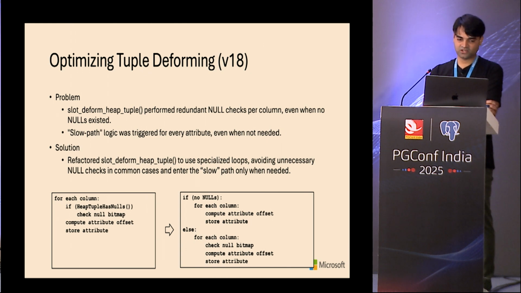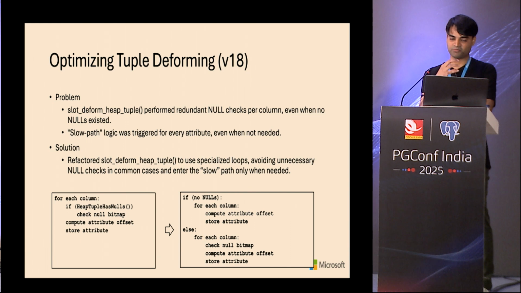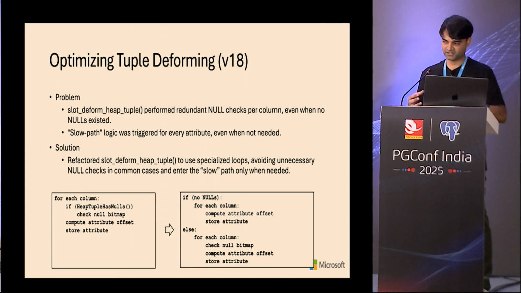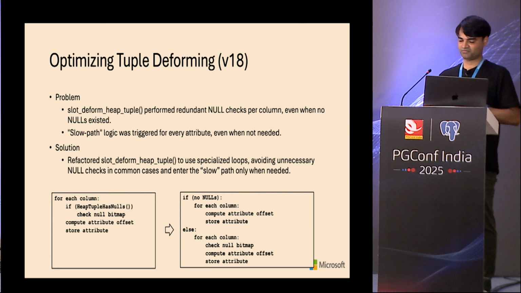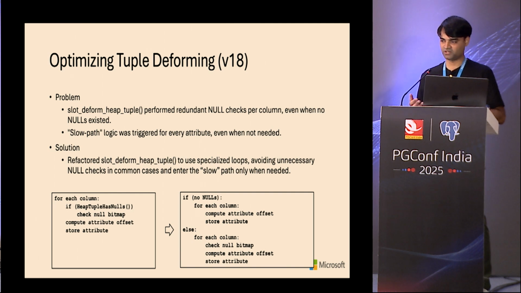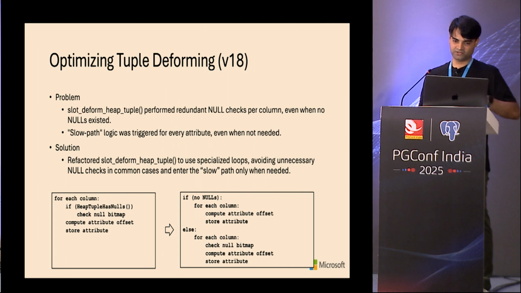And finally, slot deform heap tuple. It's the body of the main loop that will go over all the columns and create values for each column. Now it is an inlineable function, and we were checking a few conditions for each tuple, for each column separately, but it didn't need to be done. For example, if you knew that a tuple has no null columns, everything is not null, then you shouldn't have to check whether a column is null for each column.